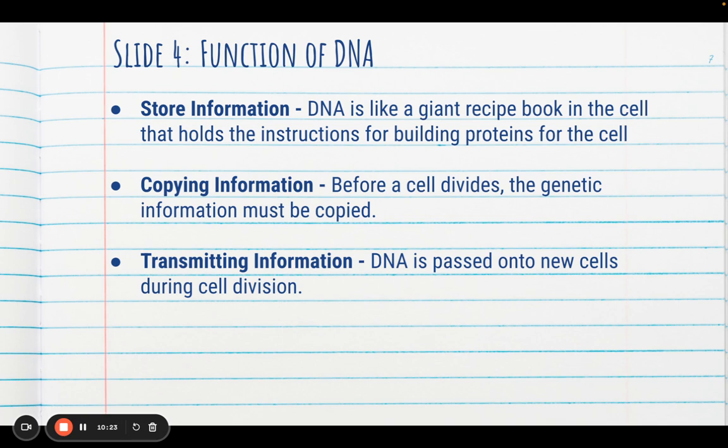So before a cell can divide, DNA replicates or copies so that each new cell gets a complete set of this genetic information. And the third function is that it transmits information. DNA is passed on to new cells during cell division and helps to carry genes from parent to offspring.